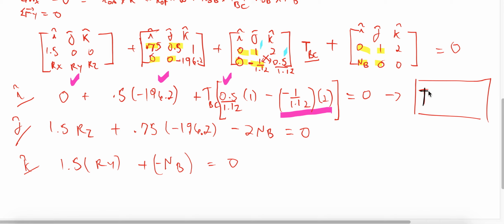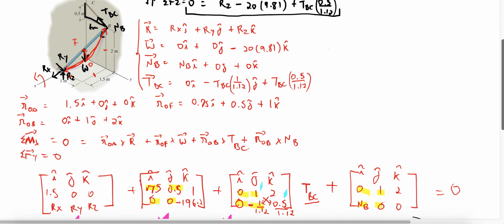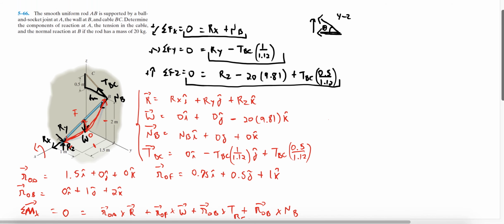TBC is equal to 43.95 newtons. Not too much off, but definitely enough that it can cause us some problems. Okay. All right, that looks awesome. So now that I got this, that's one unknown that I already figured out.